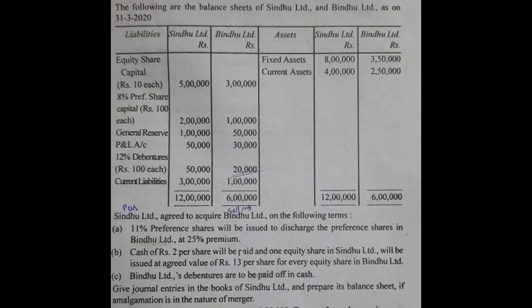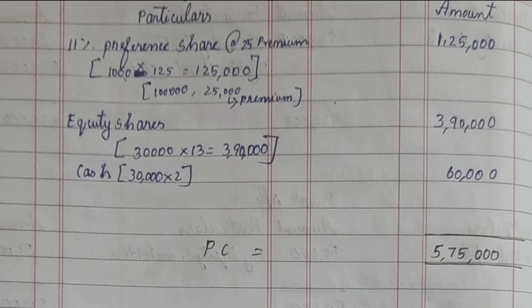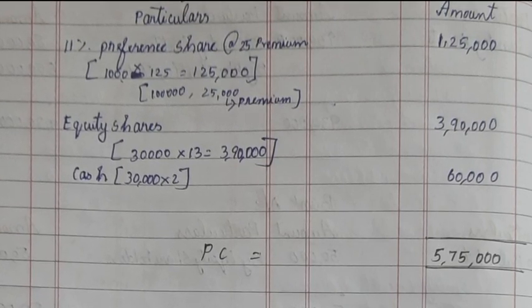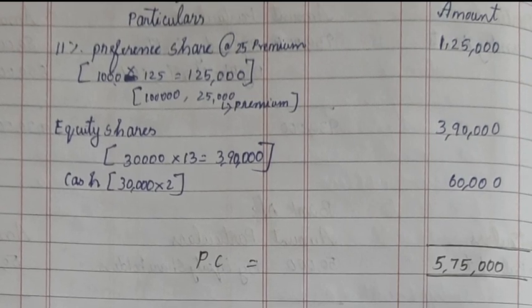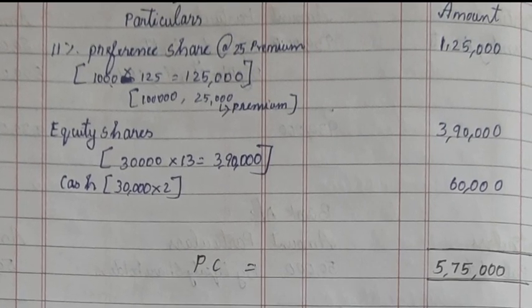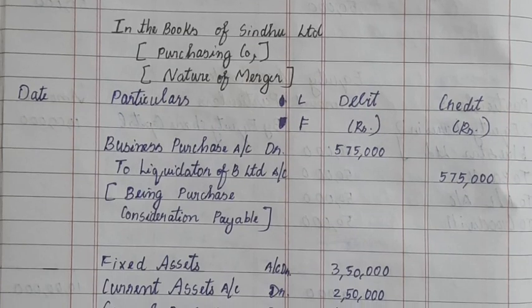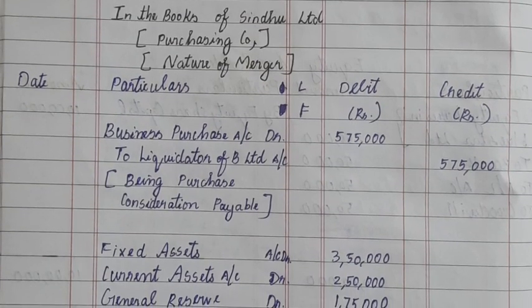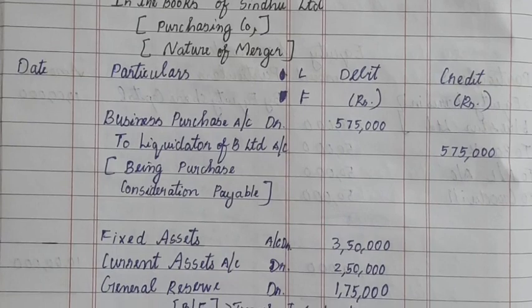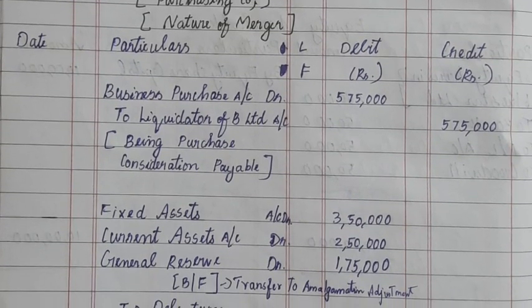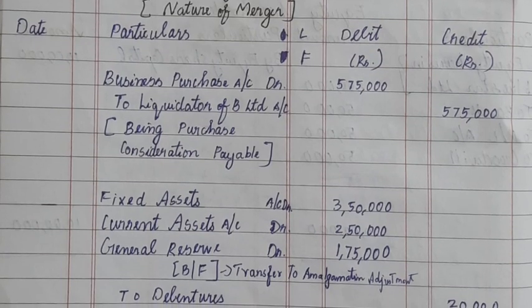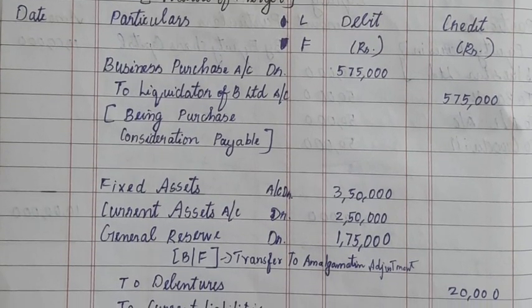Now let's see the purchase consideration and journal entries in the books of purchasing company, that is Sindhu Limited. The purchase consideration is preference shares 1,25,000, equity shares 3,90,000 and cash 60,000. So the total purchase consideration is 5,75,000. And now let's see the journal entries in the books of Sindhu Limited, that is the purchasing company. Business purchase account debit rupees 5,75,000 to liquidator of B Limited rupees 5,75,000 being purchase consideration payable.